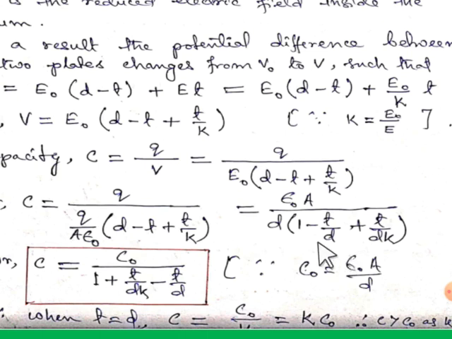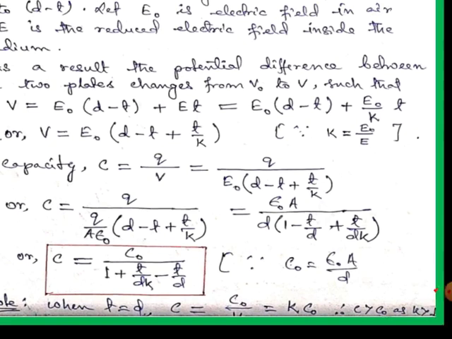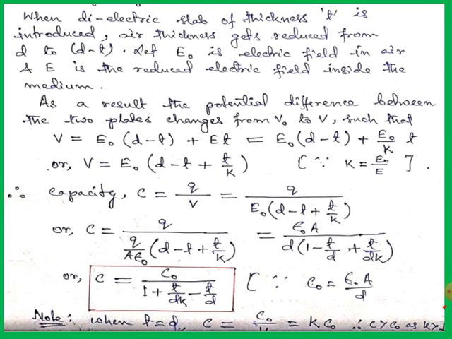Now if you bring this d in the numerator, then it will be epsilon naught A divided by d, and in the denominator it will be the terms within the bracket. Okay, so as it will be epsilon naught A by d, then that will be equal to what? The capacitance when there was no dielectric medium.